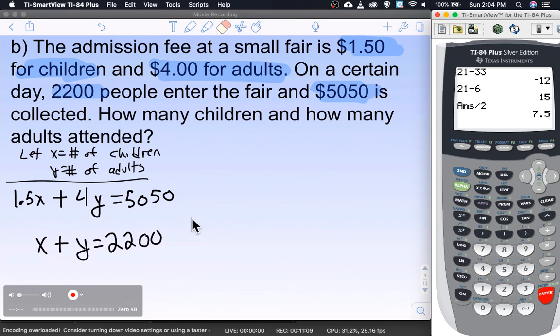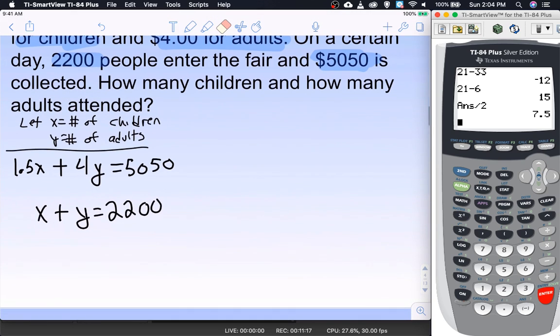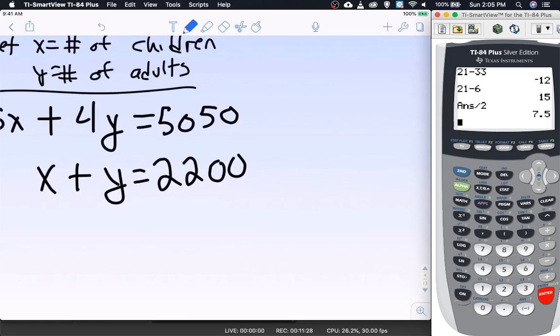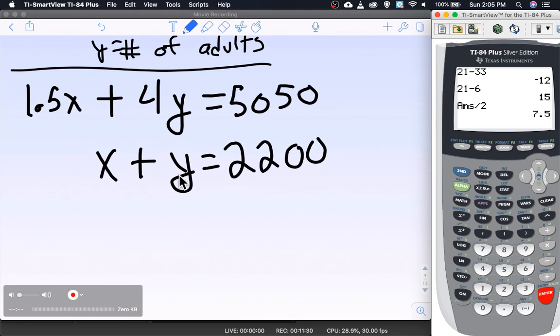Now that this is set up, hopefully between what we've learned over the past few lessons, you can solve this. So I'm going to solve this one using substitution. It's not my preferred method, but I haven't solved the problem using substitution in a while. So what I'm going to do is I'm going to take this bottom equation here and I'm going to solve for y. And then I'm going to substitute it back into this top equation.